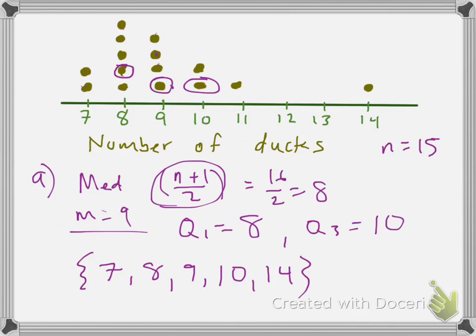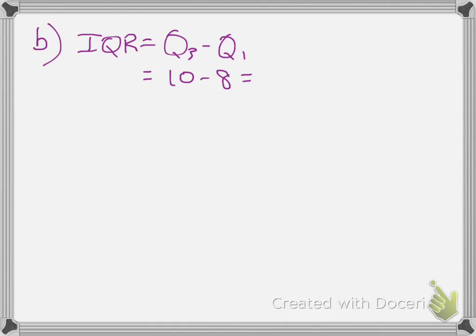Well, let's make sure. Part B asks us to use that 1.5 IQR rule to identify any outliers. And let's start out with what is the IQR. IQR, again, is always going to be our value of Q3 minus Q1. Q3 we had calculated was 10. Q1 we calculated was 8. So our IQR is 2.